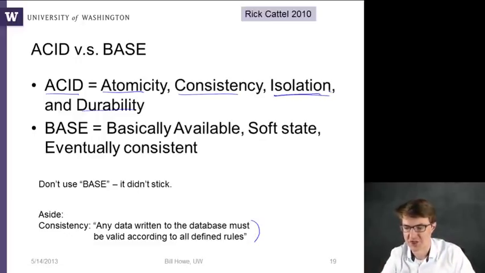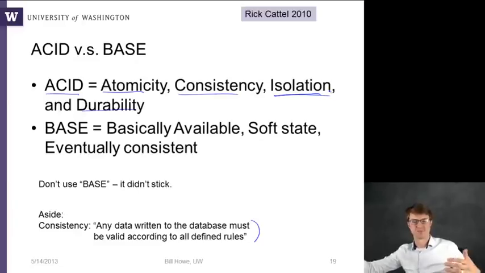Isolation means that while the transaction is occurring, other readers and writers can't sniff partially completed values of data items before the transaction is complete. They only get final states, and this one is the one most often relaxed in various ways, in part because it's very expensive and also because it's not usually all that critical.